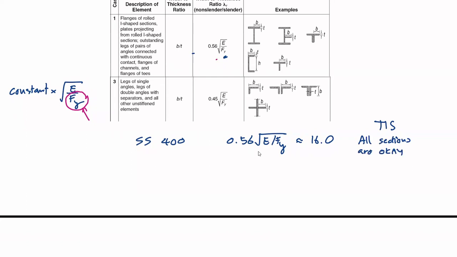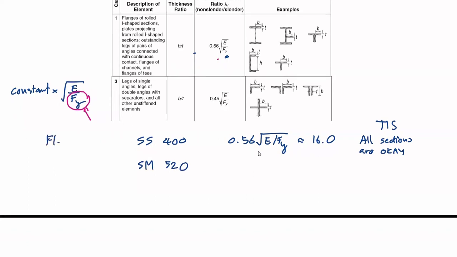And perhaps for SM520, now we're talking about this, okay? The flange. I don't remember, you have to check it. If I remember correctly, only one or two have a problem, but maybe the ratio, the limiting value here is 11 and you check and you just got 10.9 or something. So you can say it's okay too, most of the time.